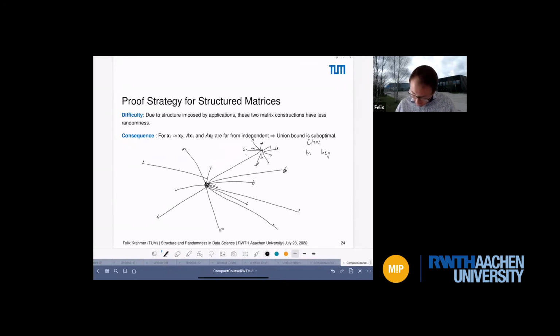so let's say that this is chaining. Union bound over few larger probabilities, or let's call them events. Later, many small events.